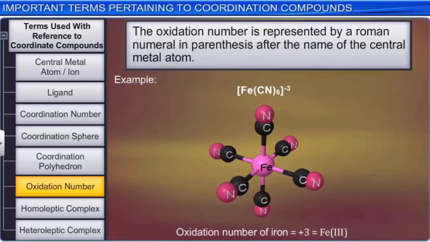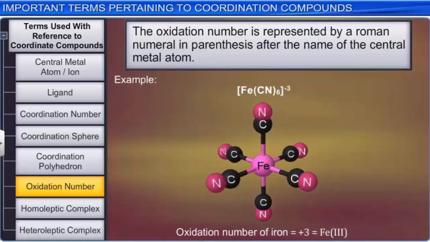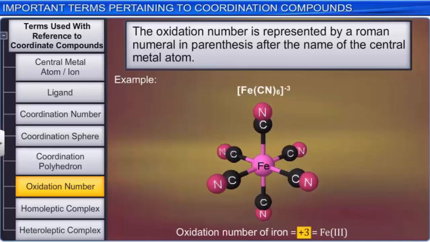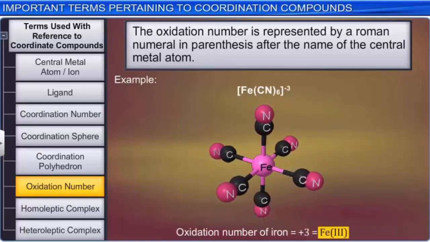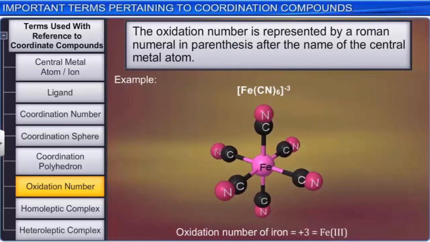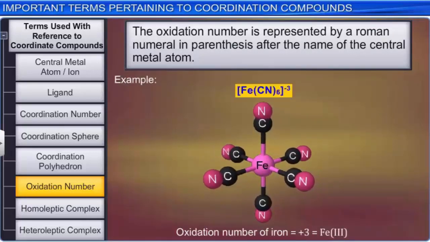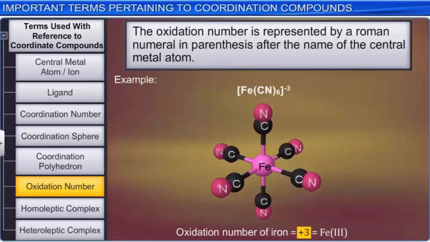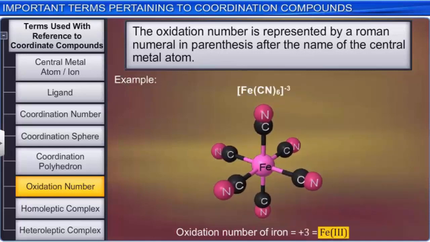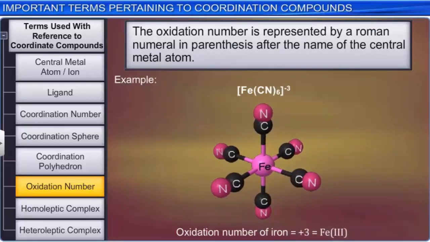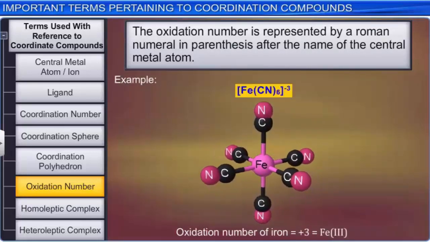One example is given here, hexacyanidoferrate. Here the oxidation state of the central metal ion is Fe3+. See, the metal ion is written, following that a Roman numeral enclosed in brackets represents the oxidation number of the central metal ion. That means the charge of the central metal ion, that is Fe3+.